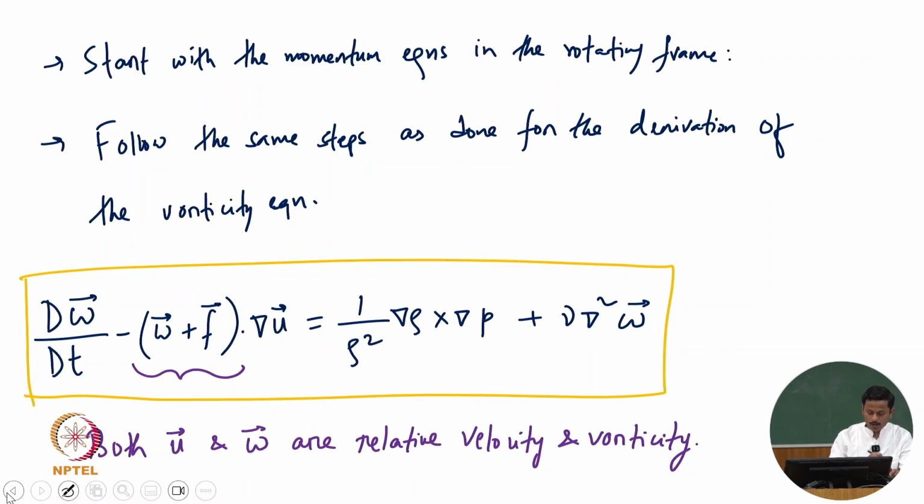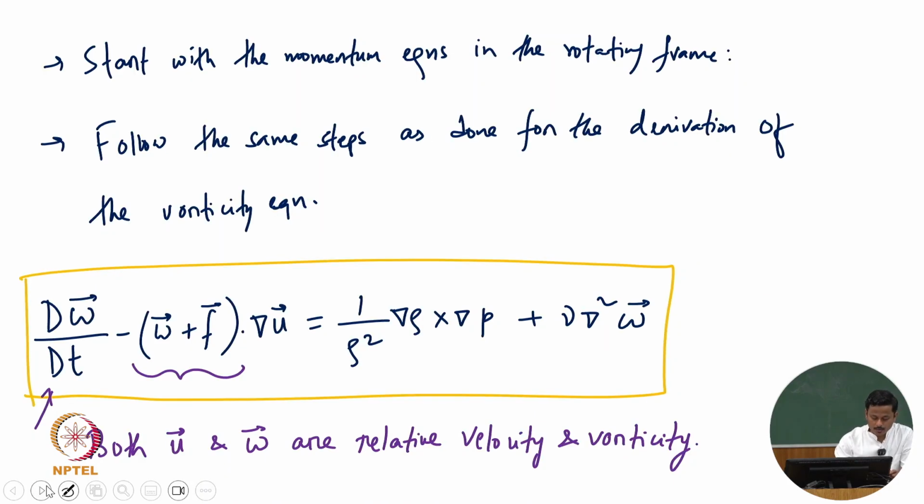Now the reason why the material derivative of omega a does not appear, but the material derivative of just omega appears in the first term, is because 2 omega, the rotation rate, is constant. I'm just expanding the first term.